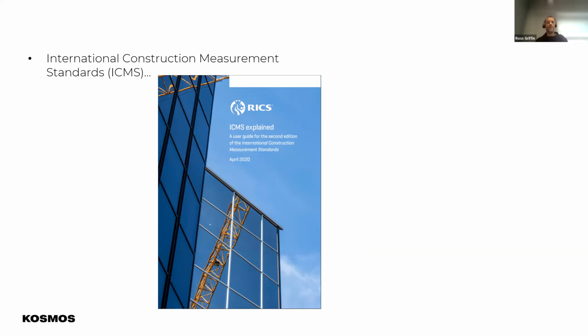I'd say ICMS in the future will become the standard for cost breakdown structure and cost reporting. And underneath that, and we'll give you examples in a minute, the national method of measurement will come into play for public projects, and for the private sector, it really depends on client and/or consultant what they prefer to use.